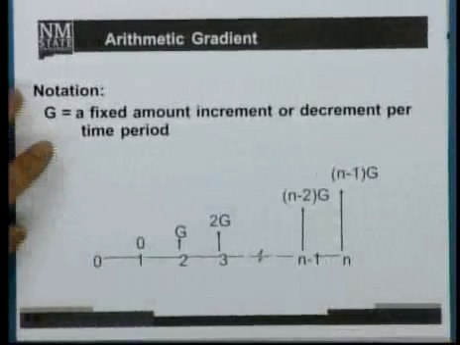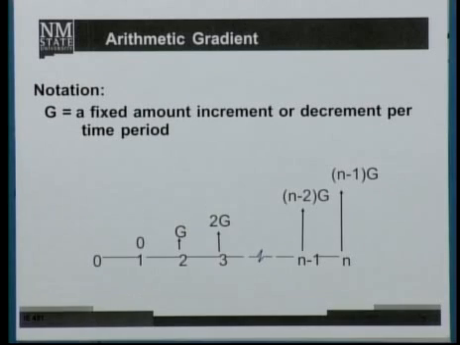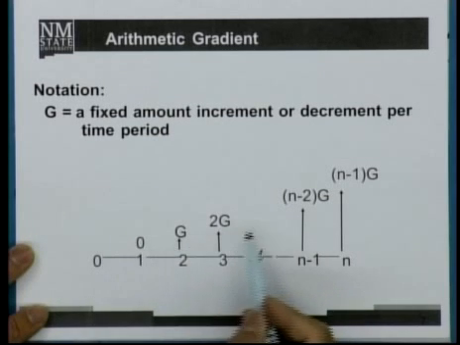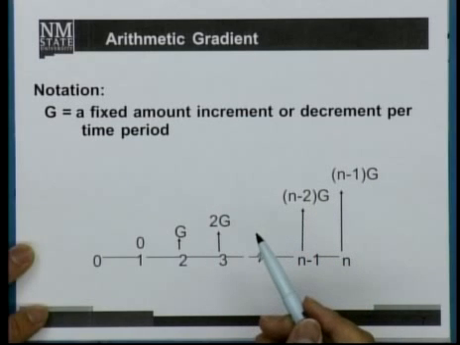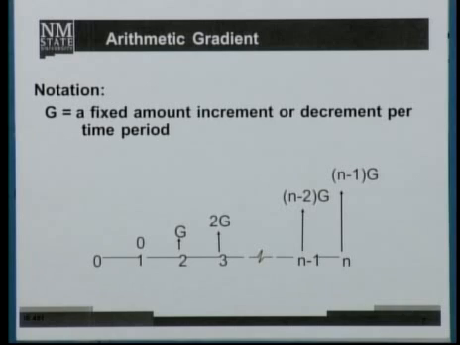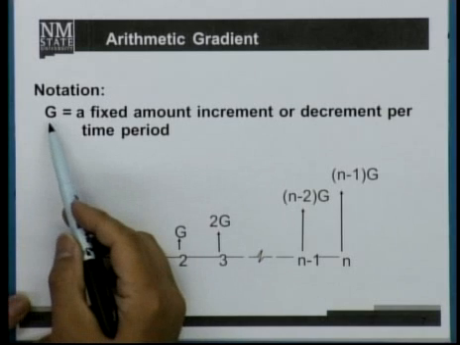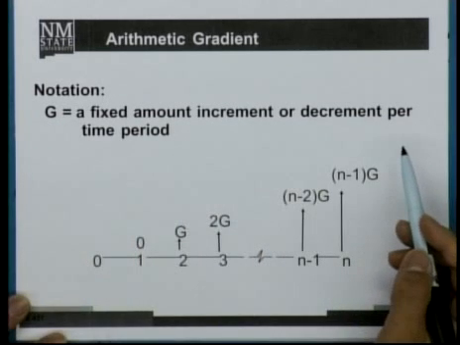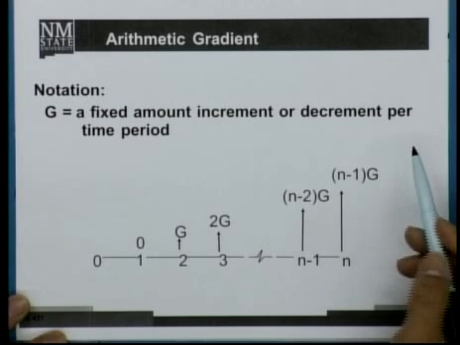Okay, now let's talk about arithmetic gradient series, which describes a uniformly increasing series. Okay? And it may be used for the calculation of operation and maintenance costs and people's salary packages as well. And in order to discuss arithmetic gradient series, we use a notation that the capital G represents a fixed amount increment or decrement per time period.